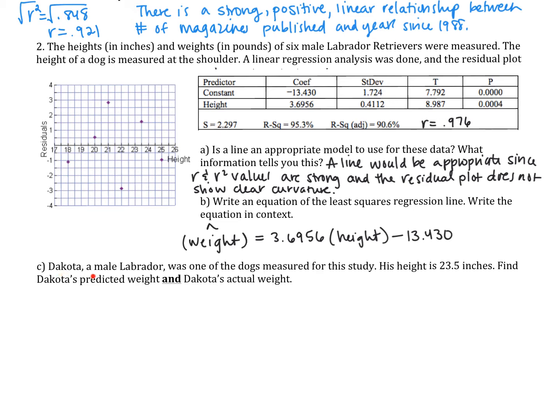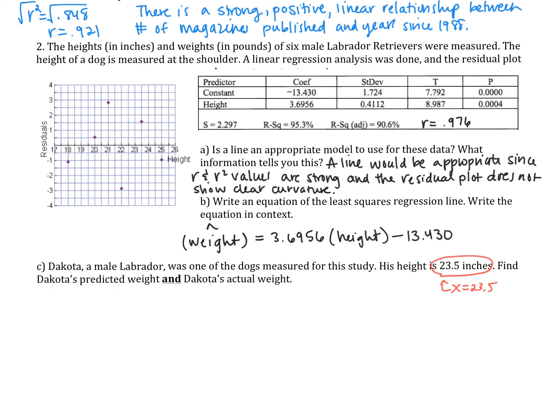All right, Dakota is a male Labrador, was one of the dogs measured for this study. His height is 23.5 inches. Find Dakota's predicted weight and Dakota's actual weight. Okay. Height, remember, is an x value. So 23.5 inches, that means x equals 23.5. And remember, on your residual plot is always residuals versus the x. So I have height here.